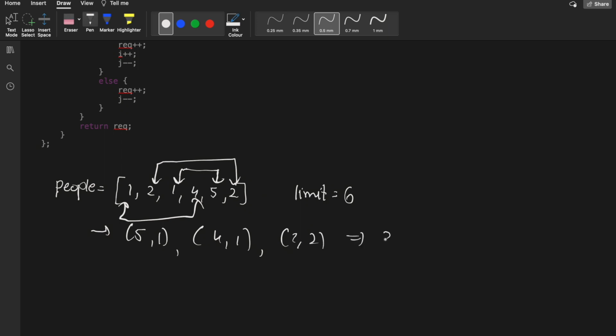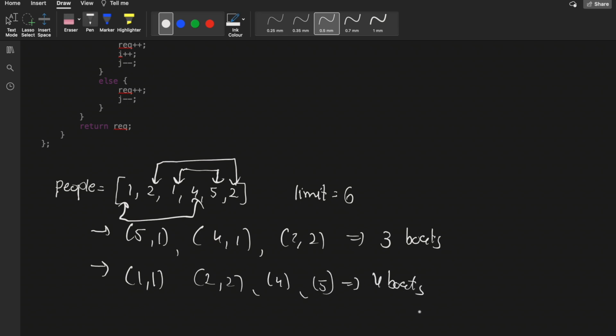So here 3 boats are required. Now another way, if you try to do a pair, let's say you do a pair of 1 and 1, pair of 2 and 2, then 4 and then 5. So in this type of pairing 4 boats are required. So we need to find, guys, as you can see, that this is the efficient pairing and this is not an efficient pairing, right?